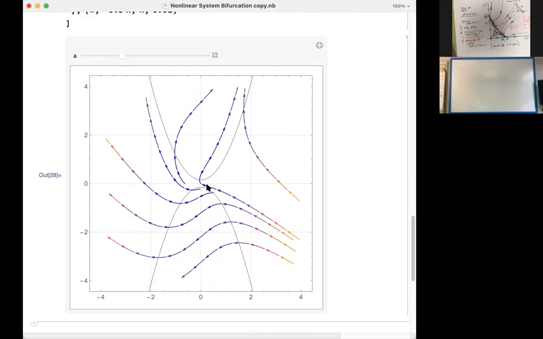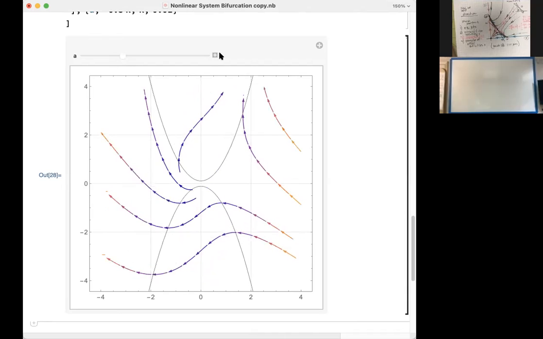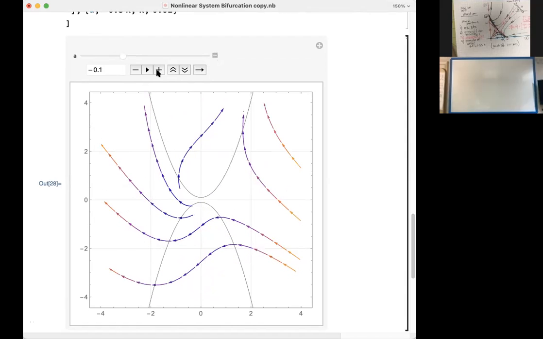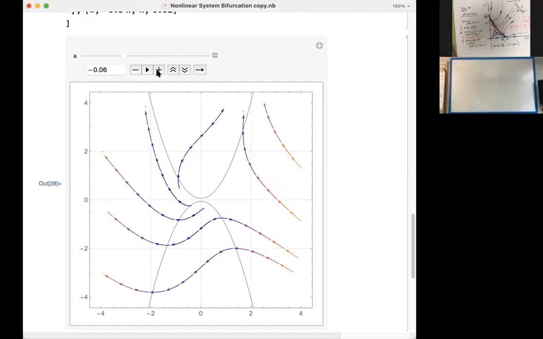Watch what's happening at the origin. Do you see how things want to be horizontal? Because they approach the lower parabola and they want to be horizontal, but as they approach the upper parabola, they want to be vertical. So there's a contest going on here. If I just increase A slightly, and I'm gonna do that one step at a time, there's gonna be an accident when these two parabolas get very close.